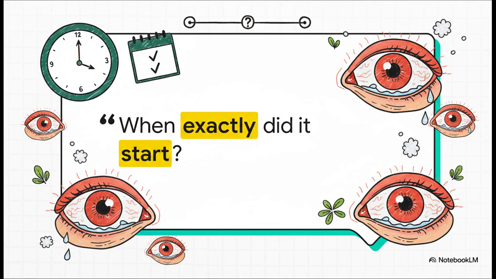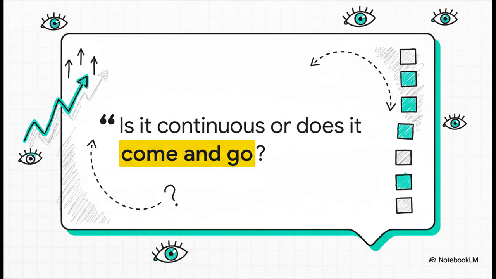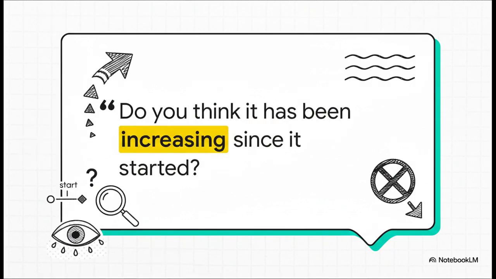So let's start with O for onset. You'll ask something straightforward like, when exactly did it start? And for this case, your patient, Hans, is going to say it started about 3 days ago. Next up, D for duration. You're trying to figure out the pattern here. So you ask, is it continuous or does it come and go? In this scenario, he'll tell you it comes and goes. That's a great clue.